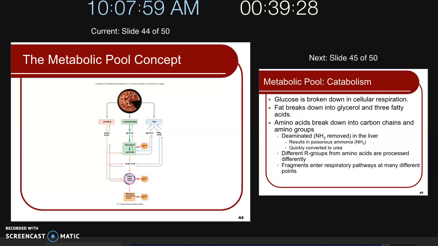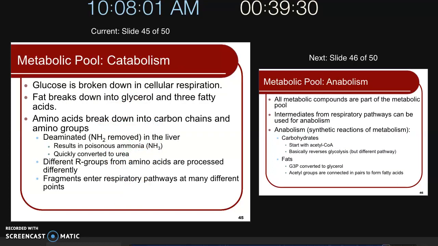So the metabolic pool and catabolism: the glucose is broken down in cellular respiration. Fats break down into glycerol and 3 fatty acids. Amino acids break down into carbon chains and amino groups. The amino groups sometimes are removed in the liver. This results in the ridding of NH3 or ammonia, which is poisonous. Right? It's quickly converted to urea. It goes out of our body in our urine.